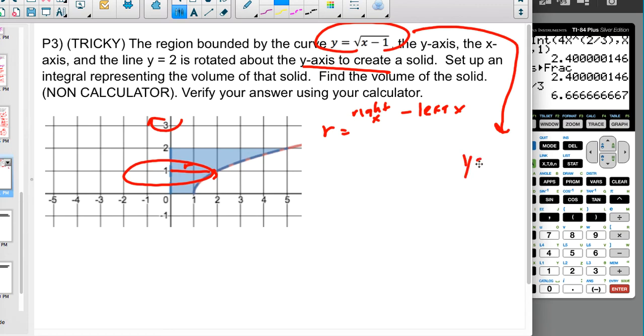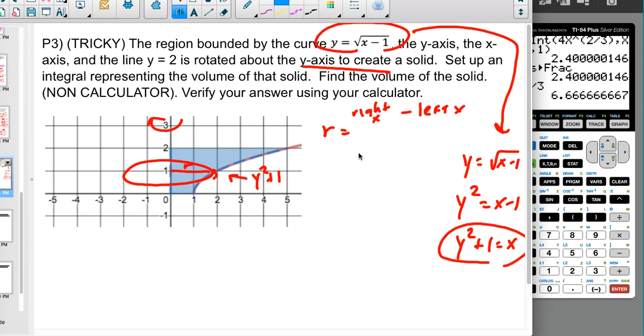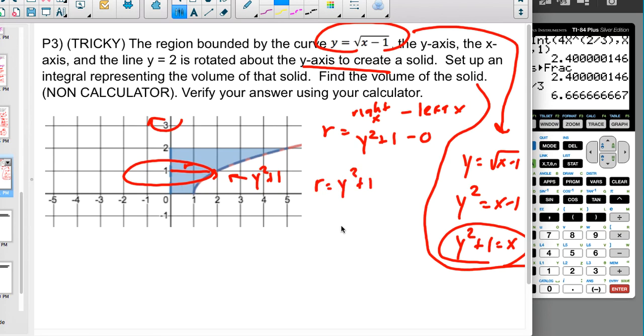So I have y equals the square root of x minus 1. I need to square to solve for x, and then I need to add the 1. So I'm going to get y squared plus 1 is my x. This is what I have to use. So this curve is y squared plus 1. That means that I'm going to get y squared plus 1 minus 0. So my radius is just y squared plus 1, right?